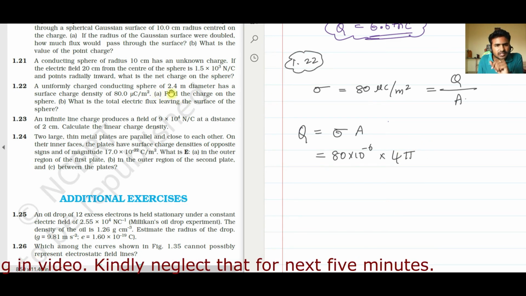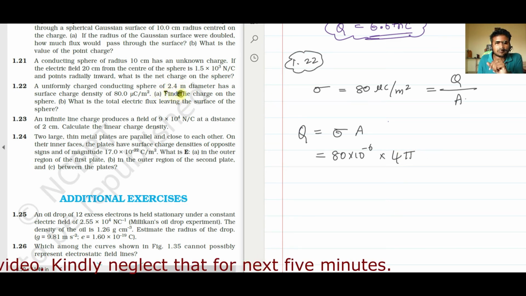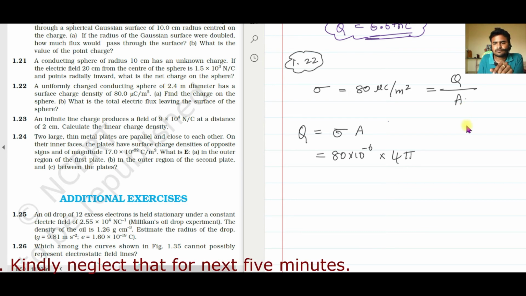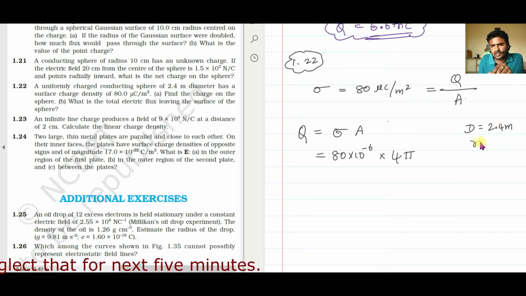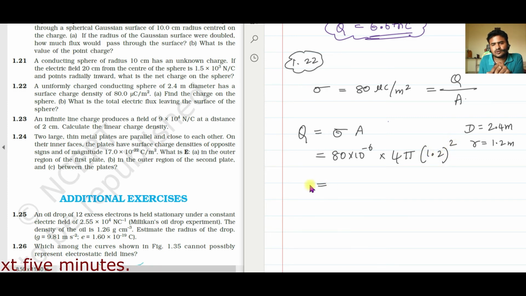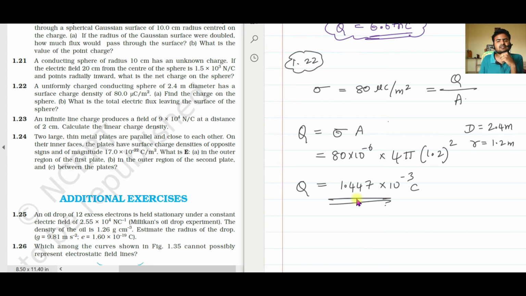But they have not given the radius, they have given the diameter. So the diameter is 2.4 meters. So what will be the radius? The radius is going to be 1.2 meters. So 4 pi r square, where r is 1.2, the whole square. When you simplify this, you get 1.447 into 10 to the power of minus 3 coulomb. So this is the total charge present on the surface of the conductor.